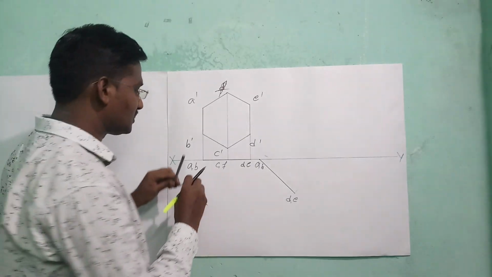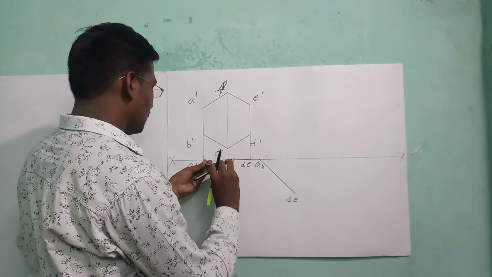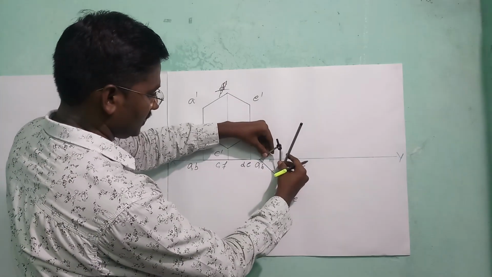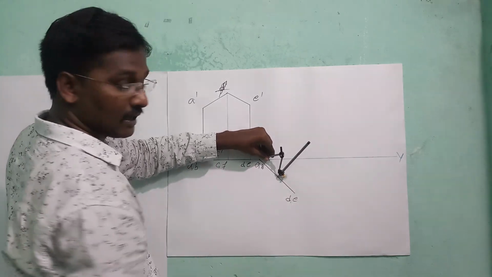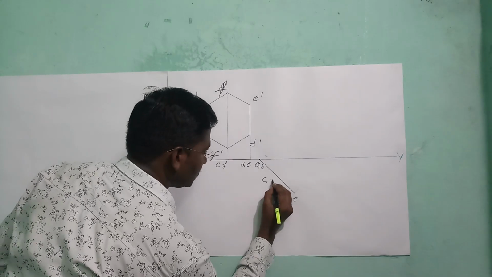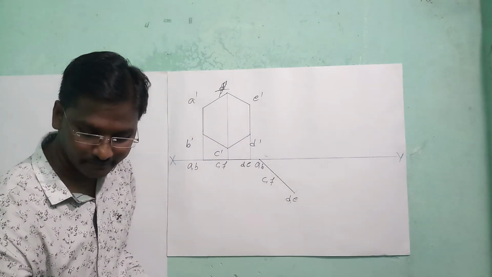Next, measure the distance of A to C in the compass. Take A as center. Cut the line. Now this is the point C comma F.